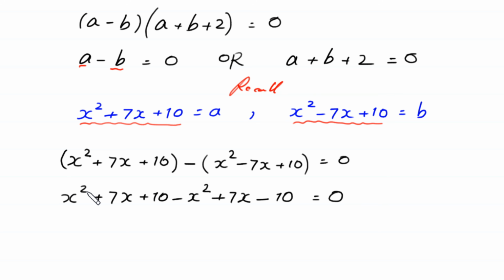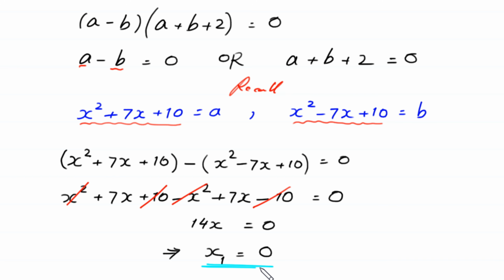Now this positive x squared will be cancelled with this negative x squared, and this plus 10 will be cancelled with this negative 10, and this 7x plus this 7x is 14x is equal to 0. And if we divide both sides by 14, then this implies that x is equal to 0. This is the first value of x.